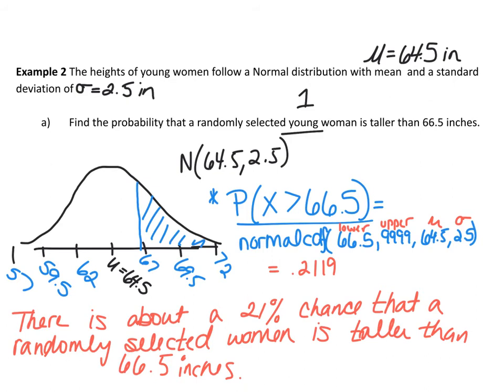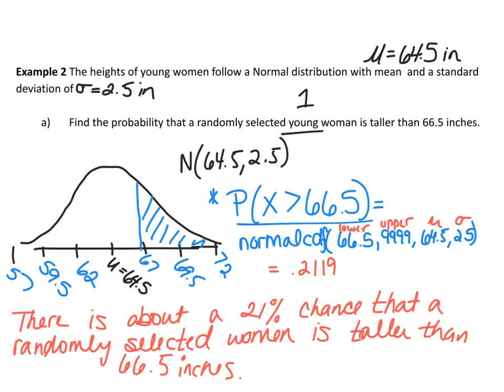So now we're going to look at finding a group of 10 young women. We're going to find the probability that the mean height of a simple random sample of any 10 young women is greater than 66.5. So think about what's more unusual. Is it more unusual to find one woman who's taller than 66.5, or to take an entire group of women, find their average height, and have that be greater than 66.5? I hope you realize that it's more unusual to find that entire group.